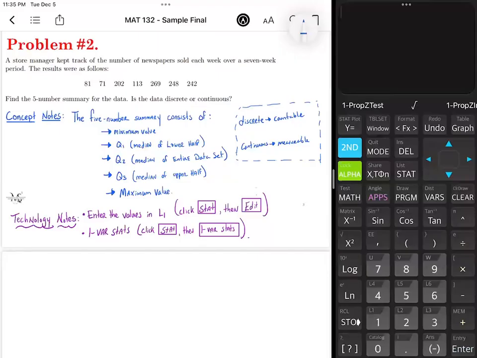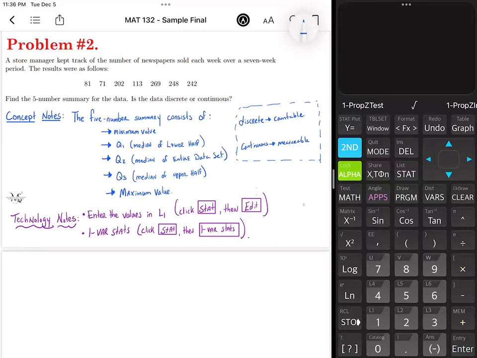Okay. So in problem number two, it states a store manager keeps track of the number of newspapers sold each week over a 7-week period. The results were as follows: 81, 71, 202, 113, 269, 248, and 242. Find the five-number summary for the data. Is the data discrete or continuous?